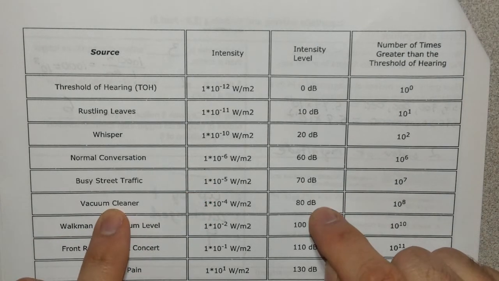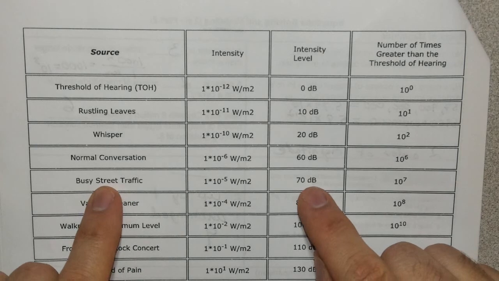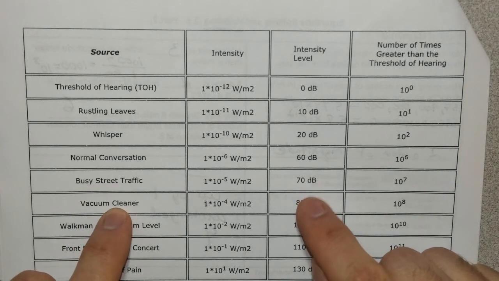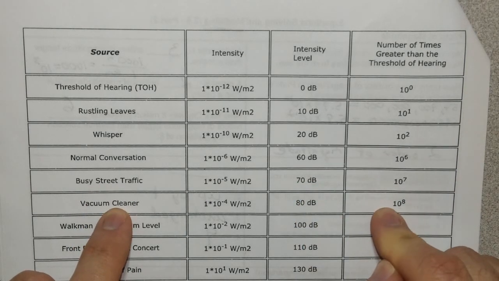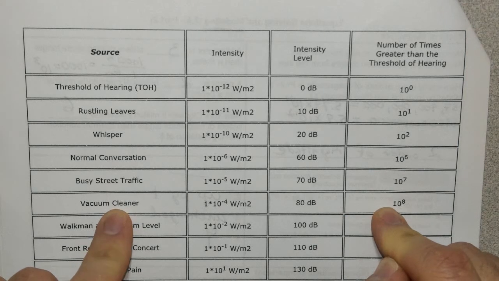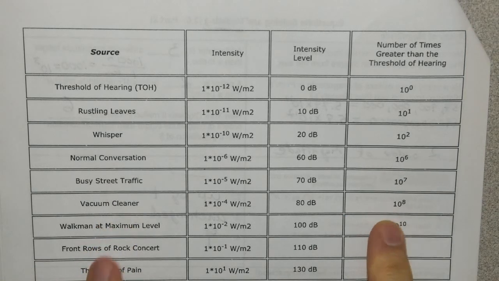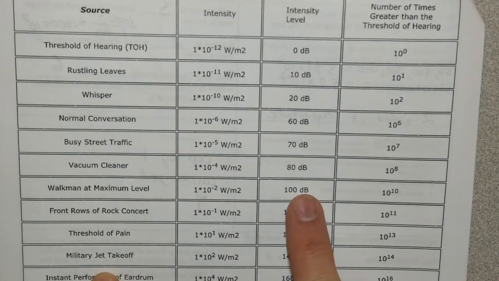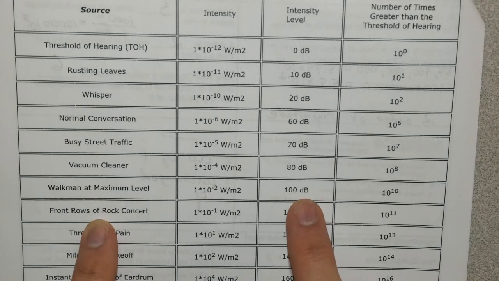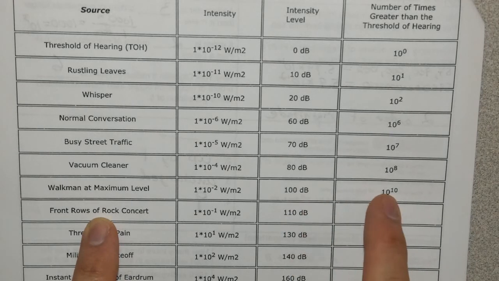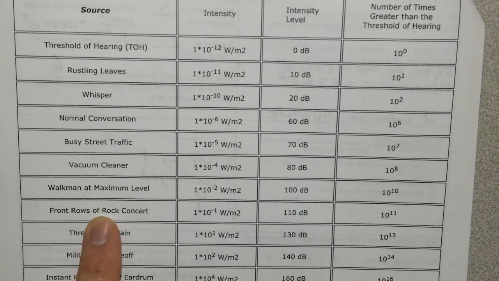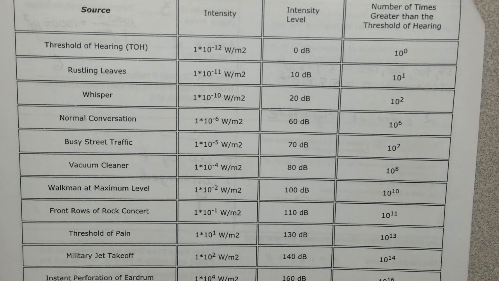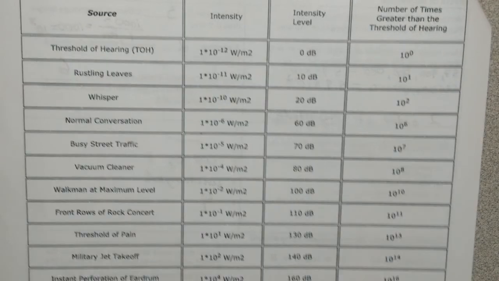So we go up from vacuum cleaner to busy street traffic, a difference of 10 decibels. It's another order of magnitude larger than the previous one. And it keeps going like this. So you might think there's not that much of a difference between 100 and 110. But there's actually a lot: an order of magnitude difference. It's 10 times louder than the Walkman at maximum level. Well, Walkman, this is an old chart, but you get the idea.